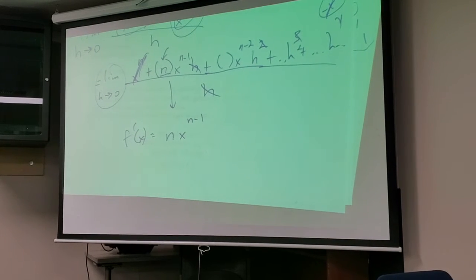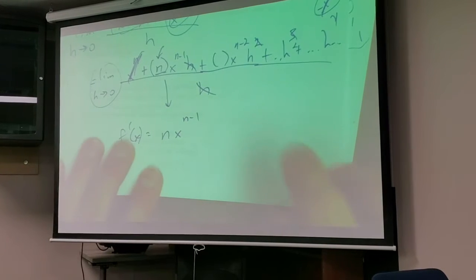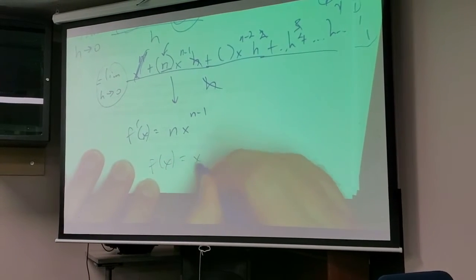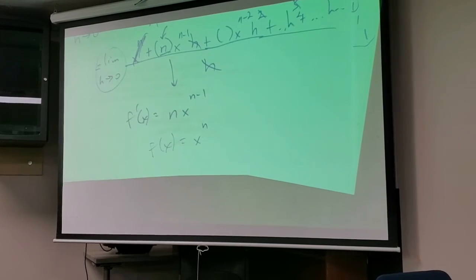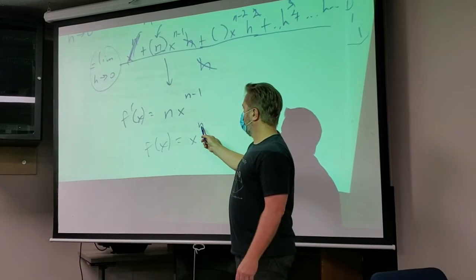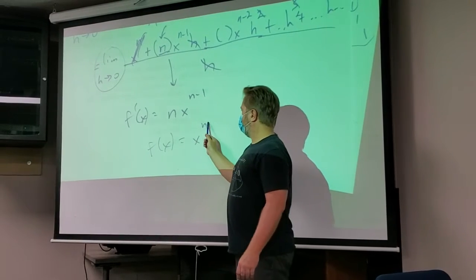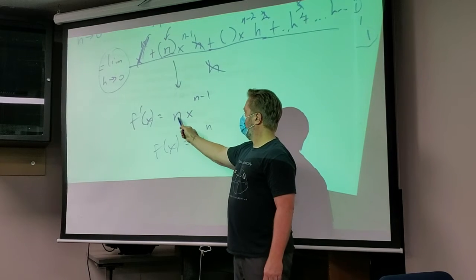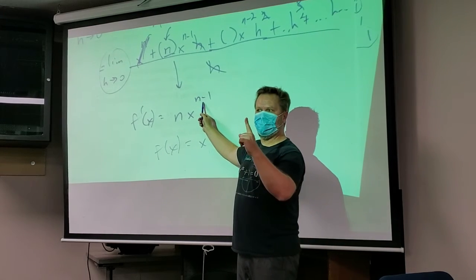So what is it? What does it look like happened? It started off like this. So what happened? What's the shortcut here? X to the n. When I take a derivative, what does this do? The exponent comes down here, and then one less than the exponent.